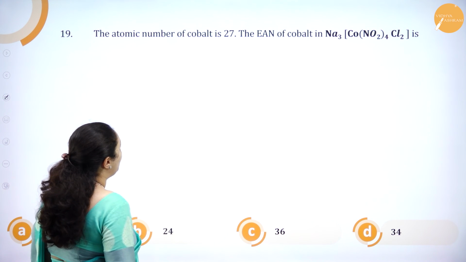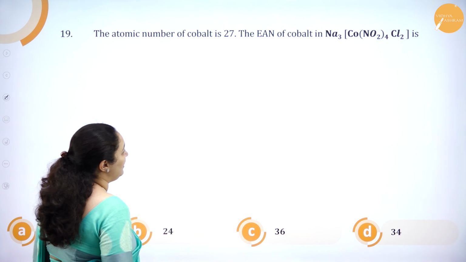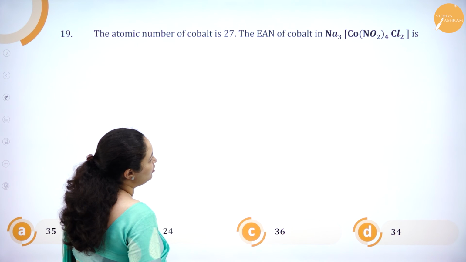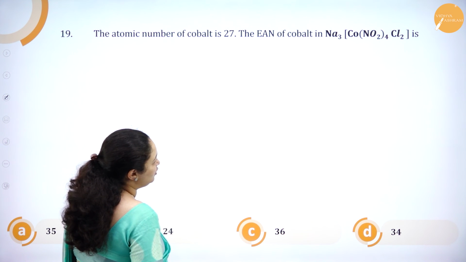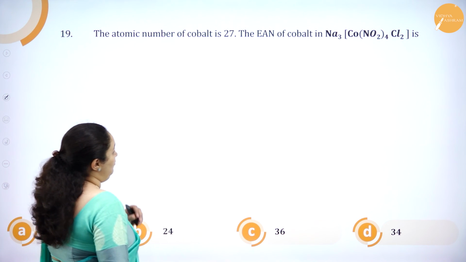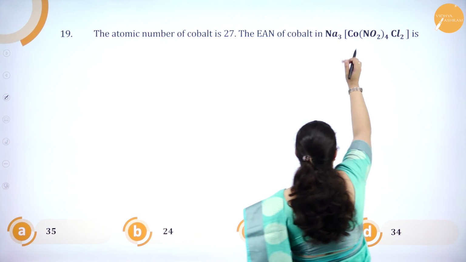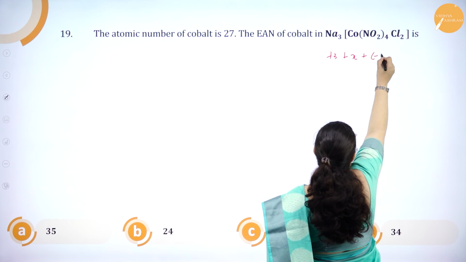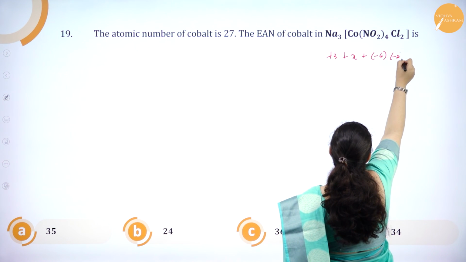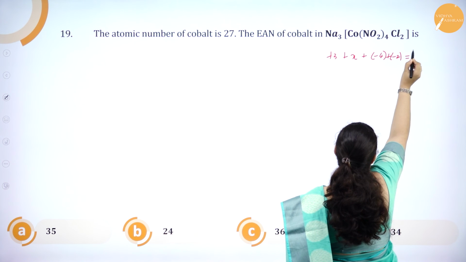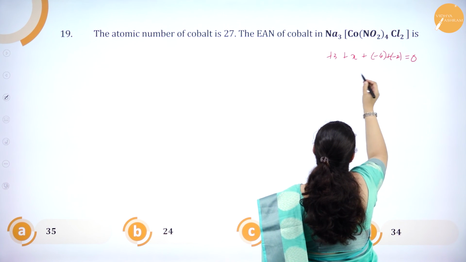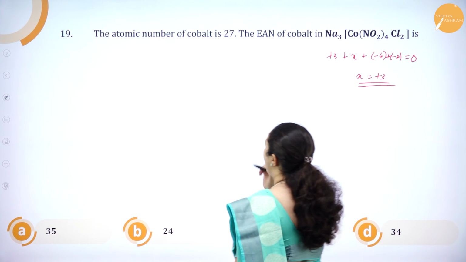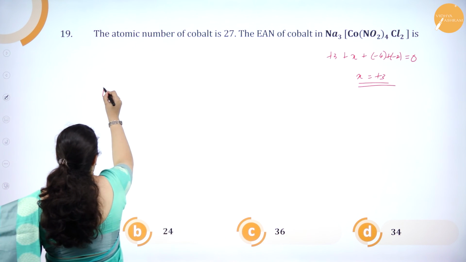The atomic number of cobalt is 27. The EAN of cobalt in Na3[Co(NO2)4Cl2] is. Here, first I will find the oxidation state of cobalt. This is plus 3 plus X minus 4 minus 2 is equal to 0. So X will be equal to plus 3. This is the oxidation state of the metal. Atomic number is given. So EAN.